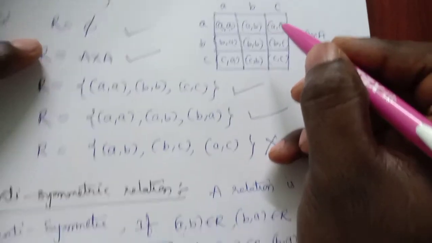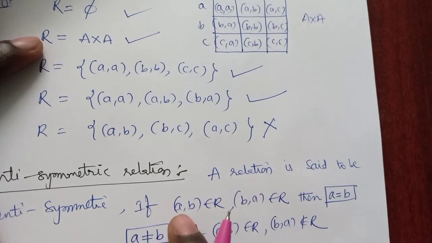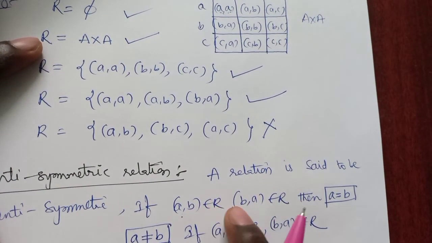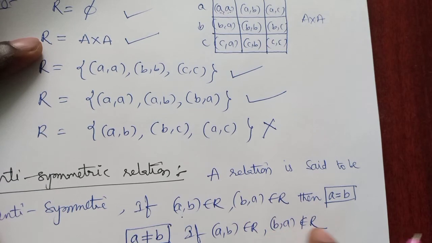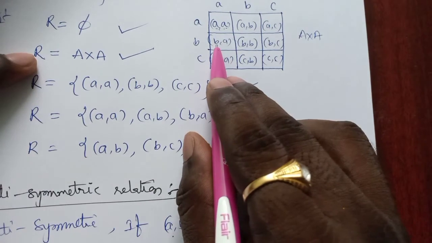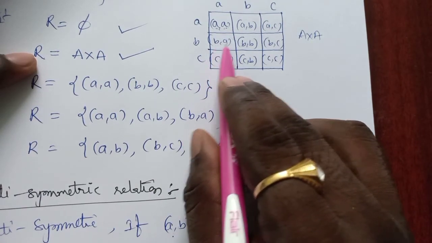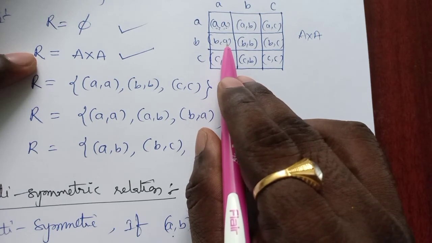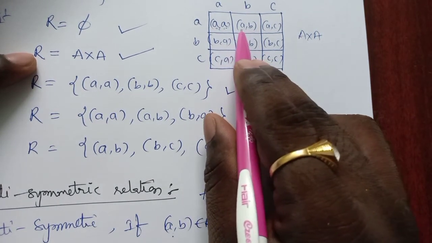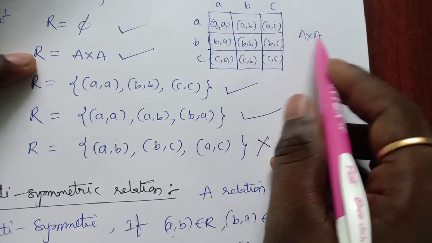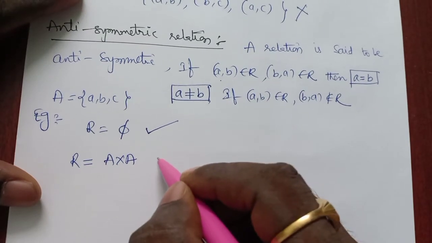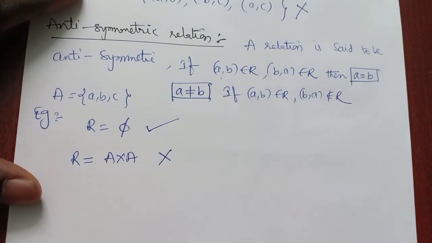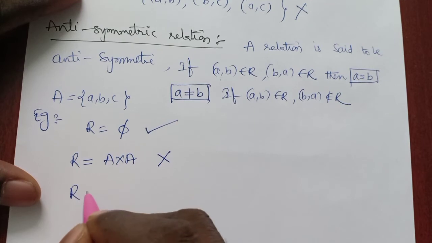From the definition of antisymmetric, if (A, B) belongs to R, then (B, A) must not belong to R if A is not equal to B. Here A and B are two different values. So if (B, A) is present in that relation, then (A, B) must not be present in the relation. But in A cross A, (A, B) is present. That's why it does not obey the antisymmetric relation, so it is not antisymmetric.